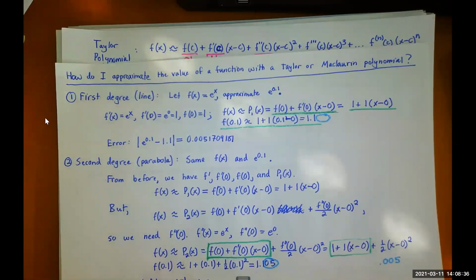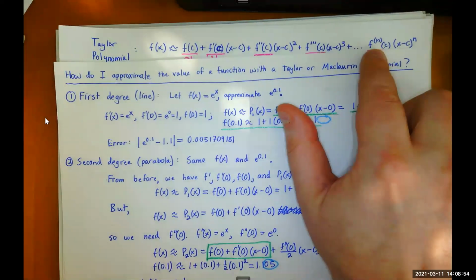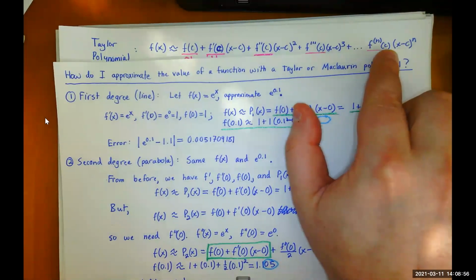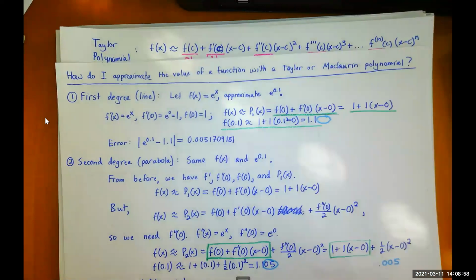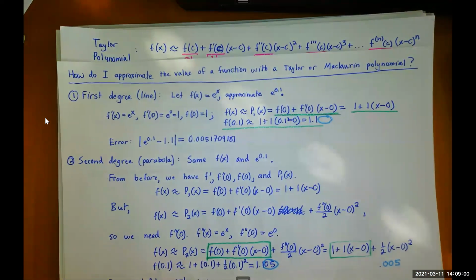So we have f of c plus f prime of c times x minus c, that's the tangent line, plus f double prime of c times quantity of x minus c squared, that's the quadratic, plus f triple prime of c times quantity of x minus c cubed. And we go all the way to the fn of c times quantity of x minus c to the power of n.